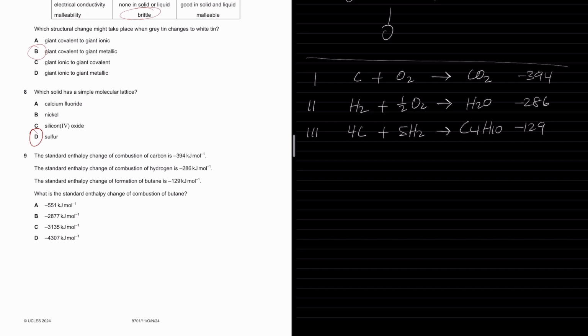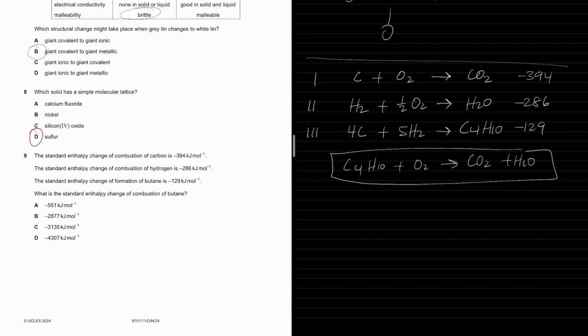The question wants to know, what is the standard enthalpy change of combustion of butane? So combustion of butane is going to be C4H10 plus O2 gives you CO2 plus H2O. Now, there's a few ways that you can do this. For example, Hess's law. Though I'm going to do a different way. I'm going to use the reactions that we've just written up, and I'm going to switch them around to get the reaction that we want and get the standard enthalpy.